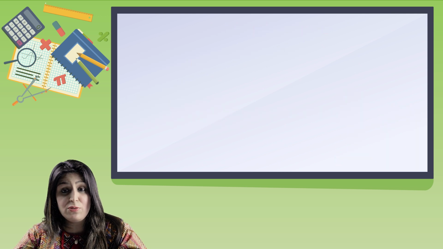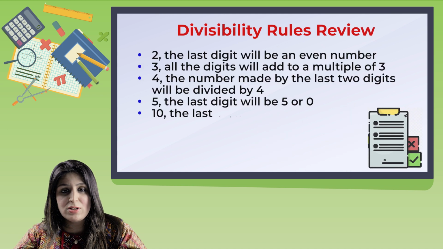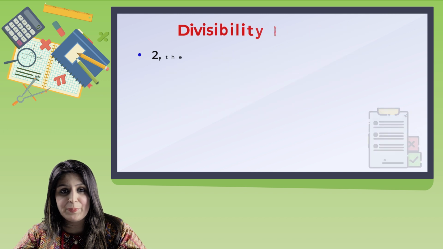So let's review all these rules again. Rule for number 2: the last digit will be an even number. Rule for number 3: all the digits will add to a multiple of 3. Rule number 4: the number made by the last two digits will be divisible by 4. Rule number 5: the last digit will be 5 or 0. Rule for number 10: the last digit will be a 0.